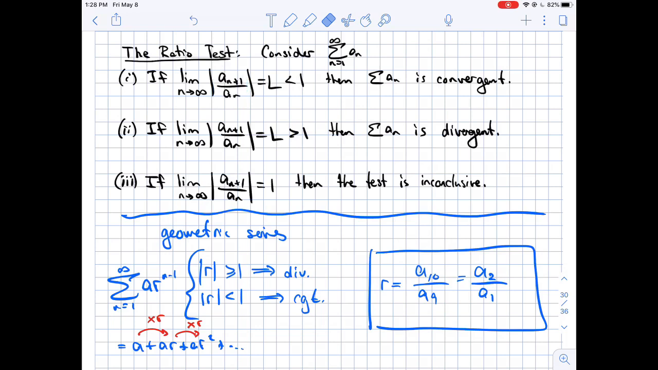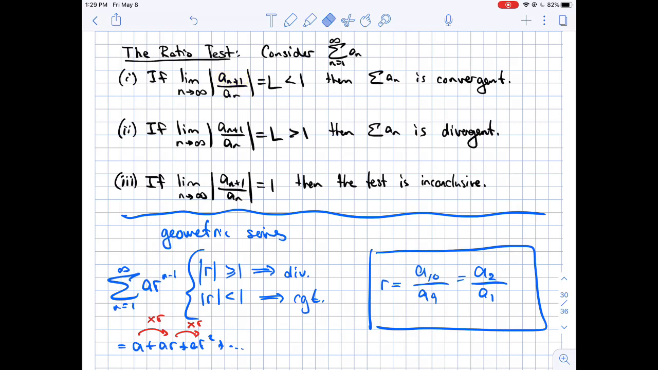That's by no means a proof at all, but the idea is that the ratio test is not so different from what we have looked at with geometric series. We're comparing the terms a_n and a_{n+1} to each other, okay, and we want to know essentially what happens to that ratio as n approaches infinity.